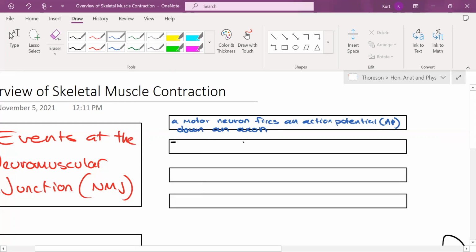This is still in the neuron. Nothing has left the neuron yet. It is all in the neuron. You're basically instructing your muscles to move, and that signal is traveling down your neuron towards your muscle, but it hasn't arrived at the muscle yet.